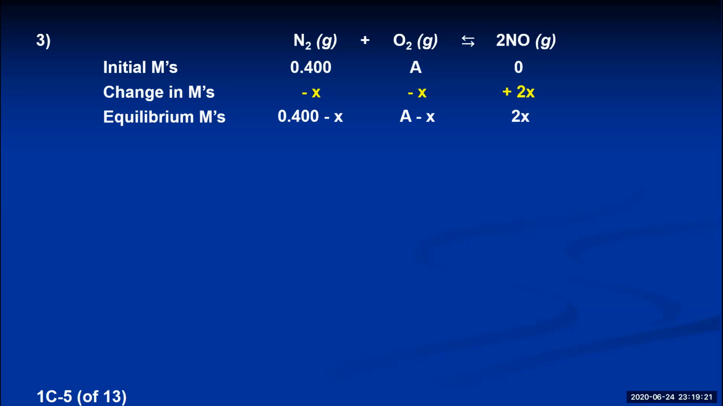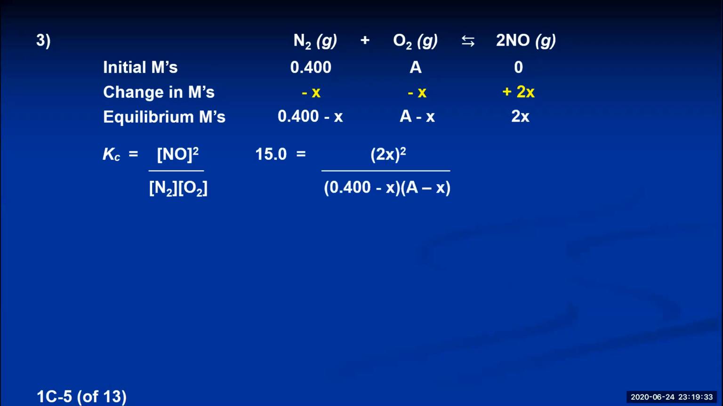The equilibrium constant expression for this reaction would be the concentration of NO squared divided by the concentration of N2 multiplied by the concentration of O2. And if we know the equilibrium constant, we can set that constant 15.0 equal to the equilibrium molarities of the products over the reactants. In this case, unfortunately, we have two variables, both the x and the A.